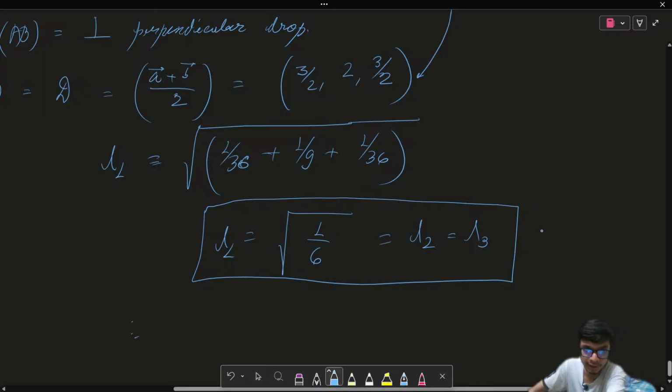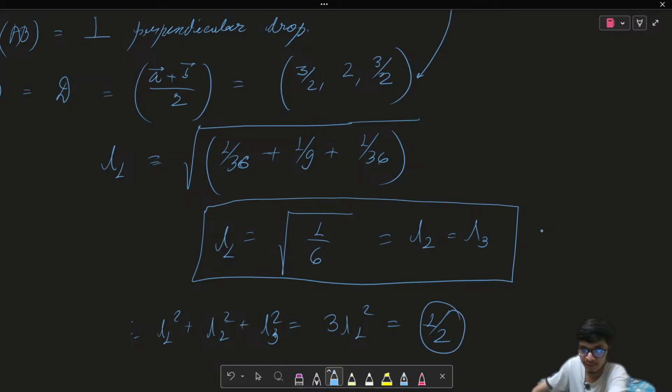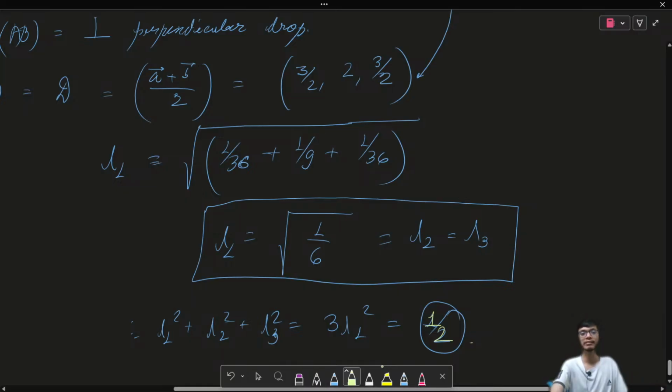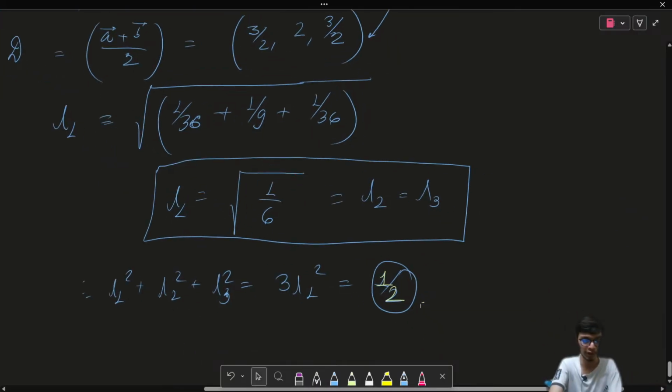Therefore, if you try to find the value of L1 square plus L2 square plus L3 square, this is going to be 3 times L1 square, which is equal to 1 upon 2. So the final answer to this problem is going to be 1 upon 2. I hope you are all getting the same answer. I hope you have tried to solve this problem and you're getting 1 by 2 as the answer.